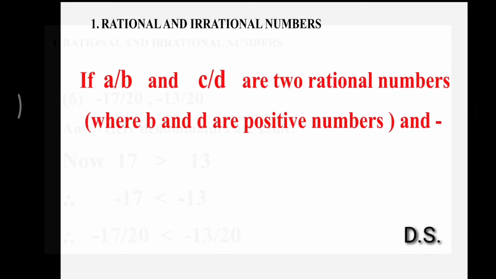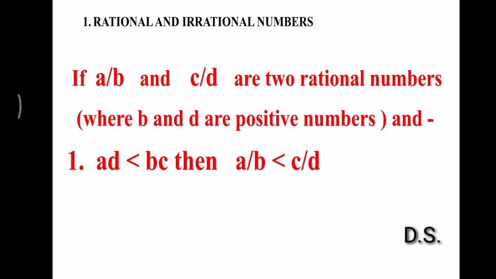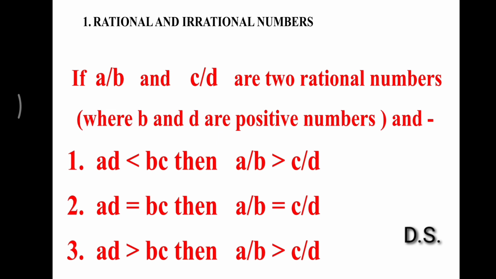Let's consider the case where two fractions have different denominators. If a upon b and c upon d are two rational numbers where b and d are positive numbers, first, if ad is less than bc, then a upon b is less than c upon d. Second, if ad is equal to bc, then a upon b is equal to c upon d. Third, if ad is greater than bc, then a upon b is greater than c upon d.